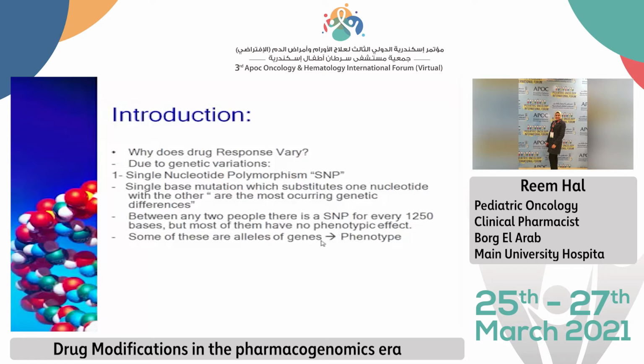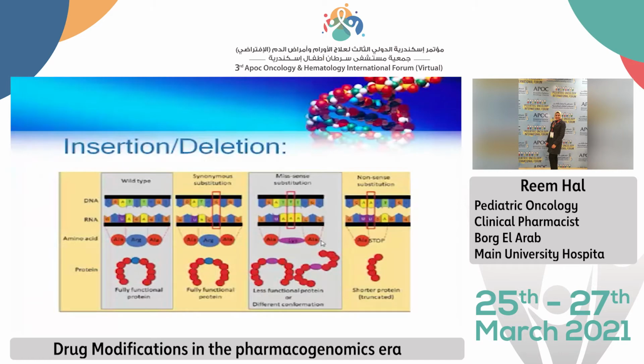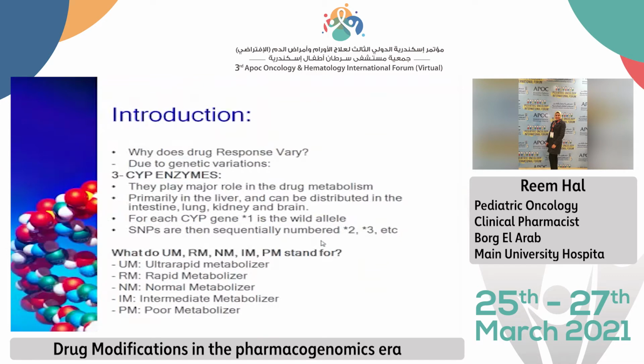So we are done with the testing, and now we have the patients' or the people's gene map with the gene specific mutations. So why does drug response vary? It is due to genetic variations. Number one, single nucleotide polymorphisms, or insertion or deletion of one or more nucleotide, or due to the CYP enzymes, which are the metabolizing liver enzyme mutations.